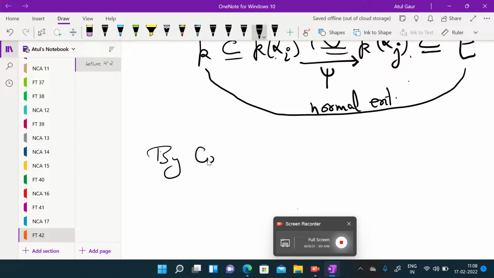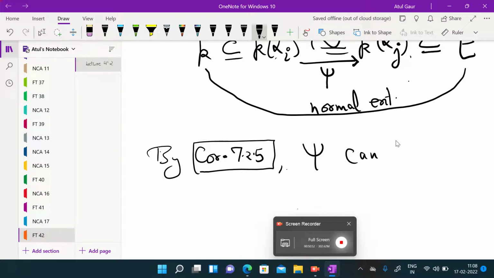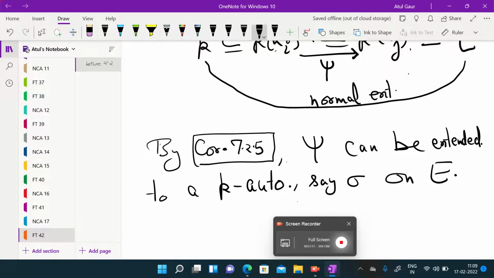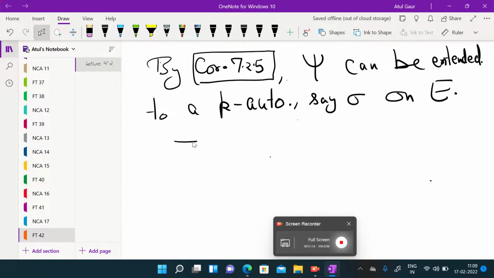So by the corollary, I think it is 7.2.5 if I am correct, the psi can be extended to a K-automorphism, say sigma, on E. So sigma is an automorphism of E, so where is sigma? Sigma will be in G.